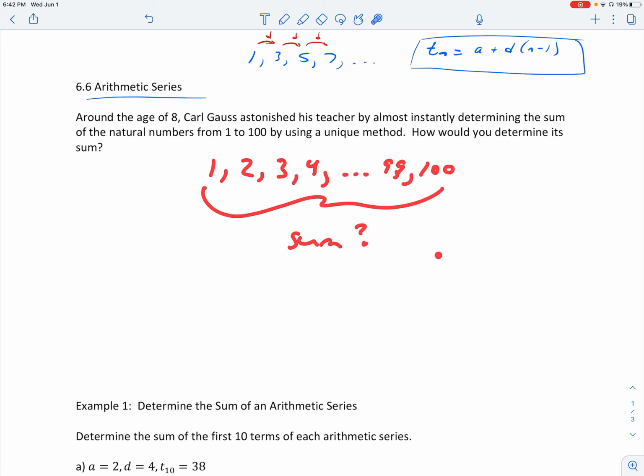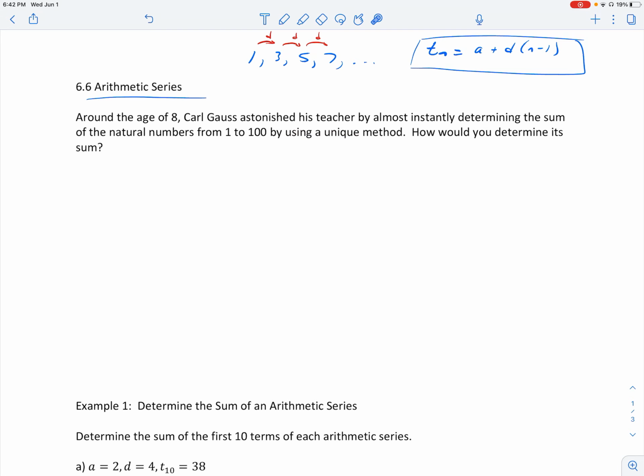I'm going to ask you to try and find the sum right now. You can go ahead and pause the video and try to come up with a technique or a method to find the total of all those numbers. Okay, welcome back. I'm curious to see what approaches you would have taken. I'll show you what Gauss did.